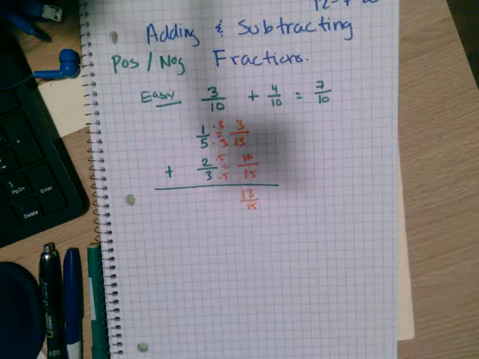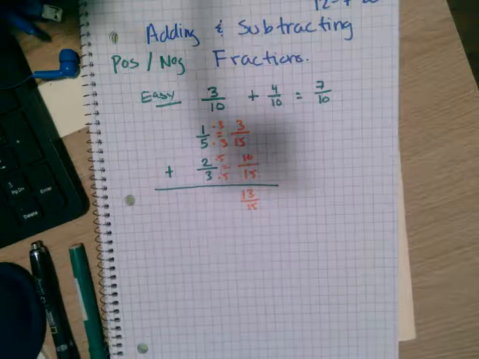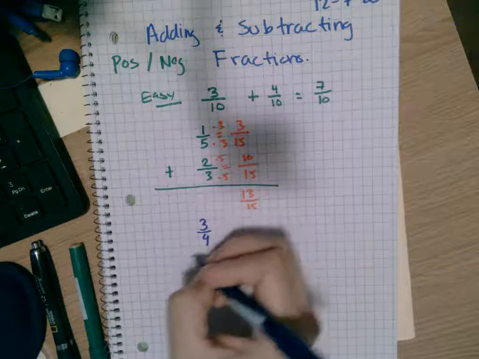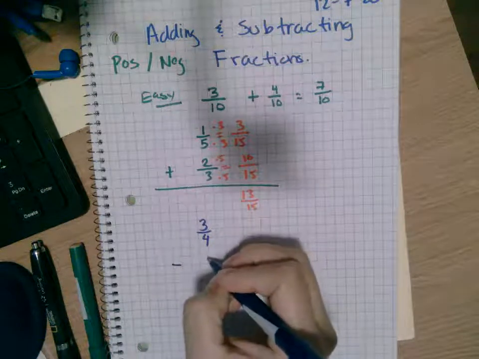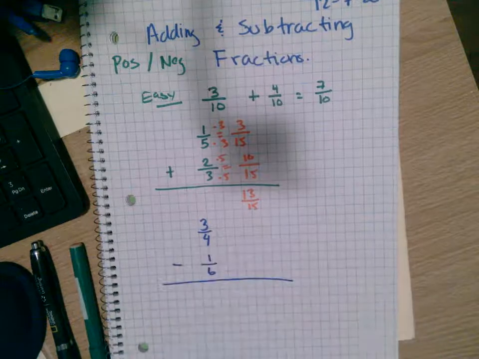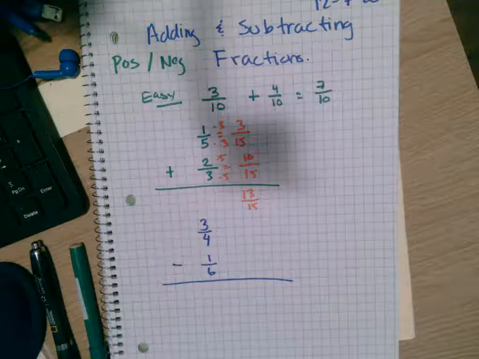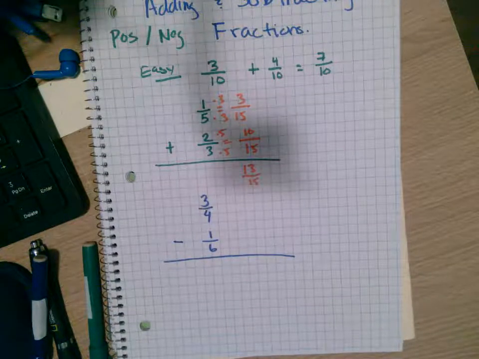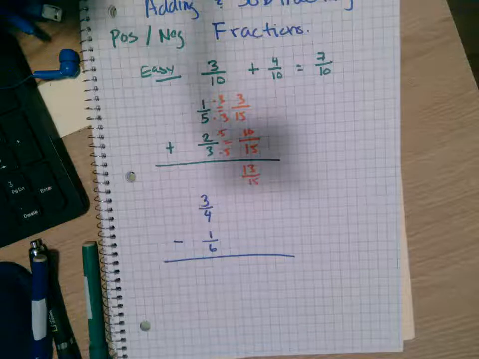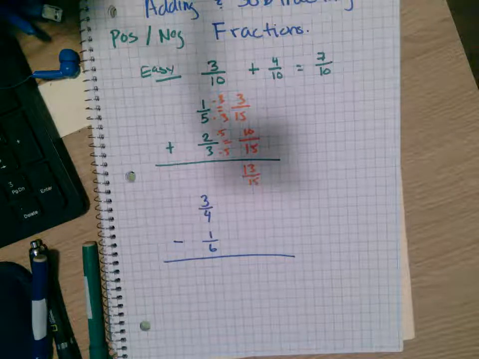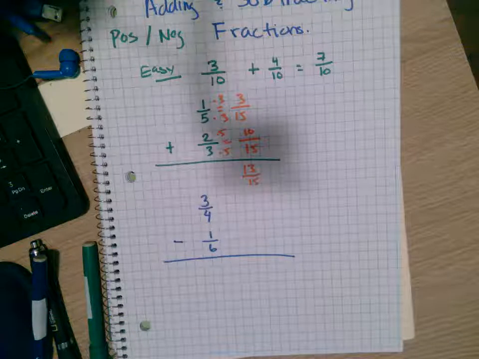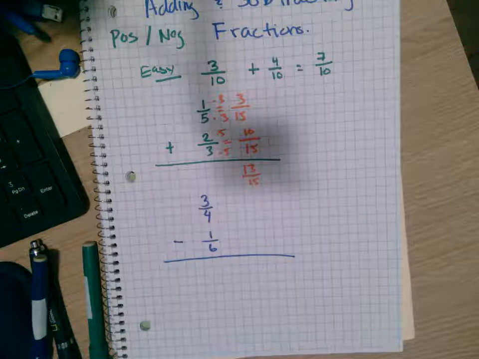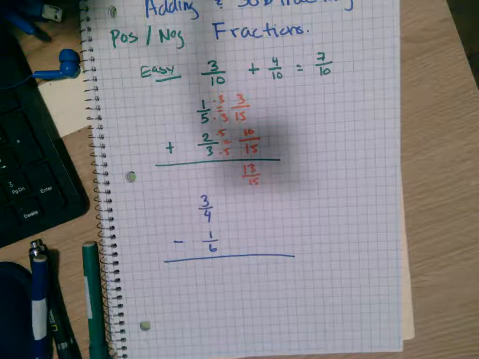Okay. I'm curious to see how would you do this problem then? 3/4 minus 1/6. How would you find the common denominator from 4 and 6? How many of you say it's 24? How many have a different number other than 24? What'd you guys get?